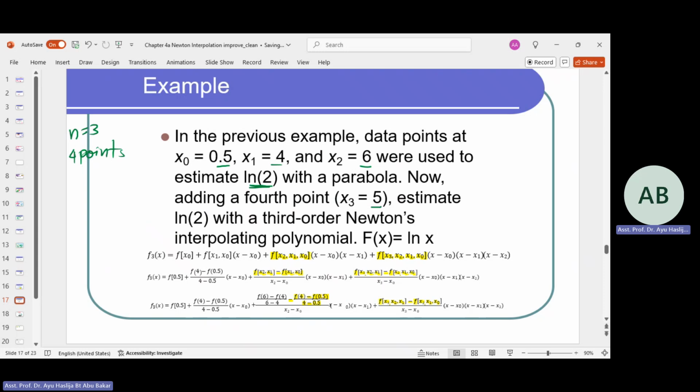No shortcut, but I will ask questions up to n equals 3 only. Usually, if you have a lot of data, you need to use software. Okay, no point doing it manually. Just substitute into the values.